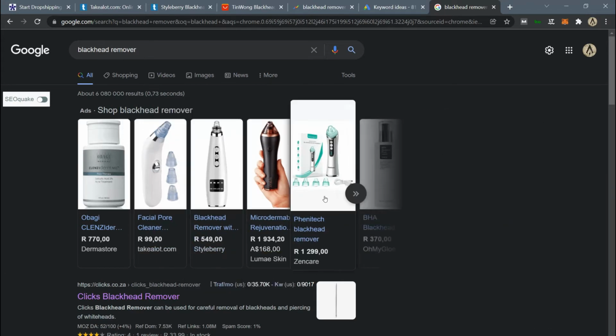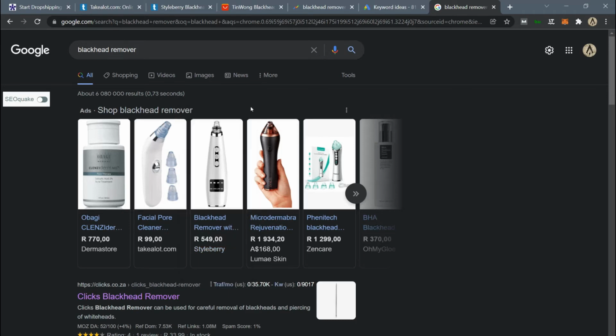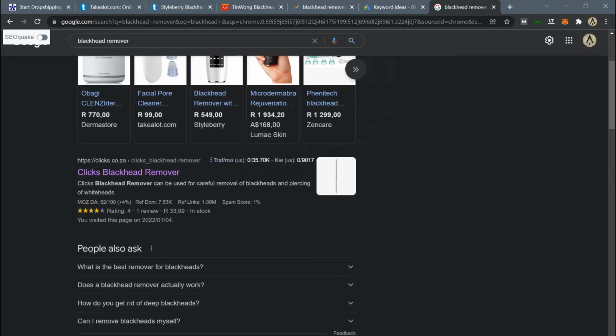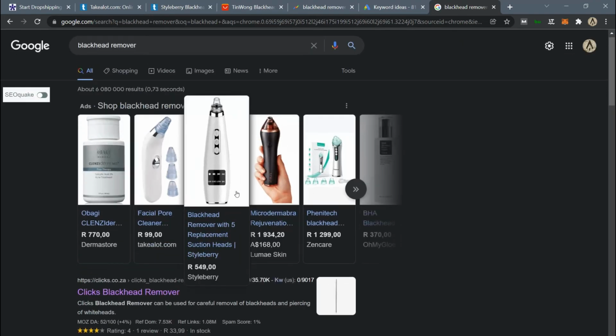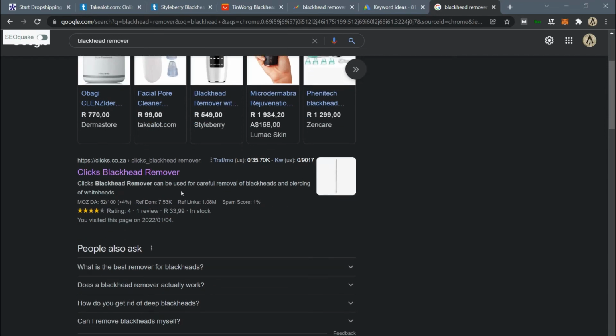So you'll see there's quite a few here as well, people that are already running ads. You can actually see this is the exact same machine at Stylberry, and they're selling it for the same amount. So let's go down to the search results here, at the bottom below this ad. The first one here is a Clicks blackhead remover. Clicks is obviously a very well-known pharmacy slash wellness store in South Africa.